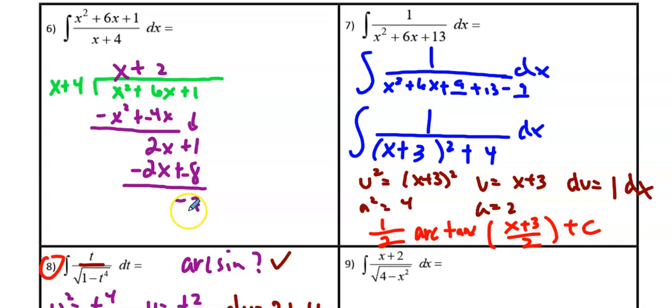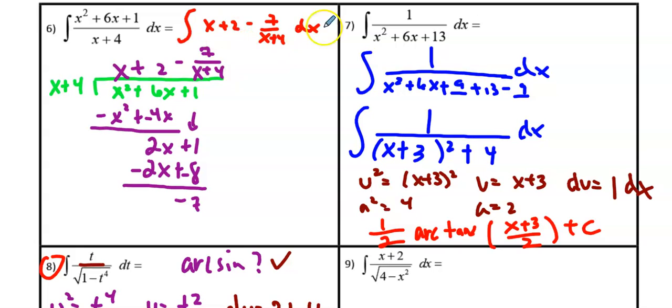This is the remainder of our problem. So we're going to put minus 7, and then remember what we did when you learned long division: it's the remainder over the divisor. So negative 7 over x plus 4. So I can now say that this is equal to the integration of x plus 2 minus 7 over x plus 4 dx, by using long division.